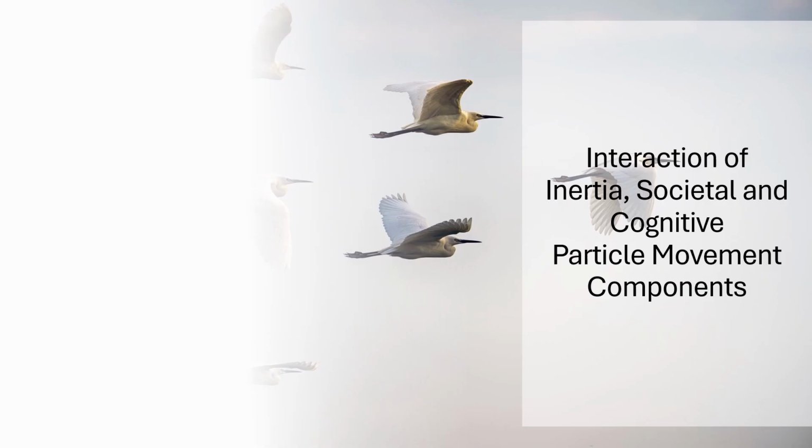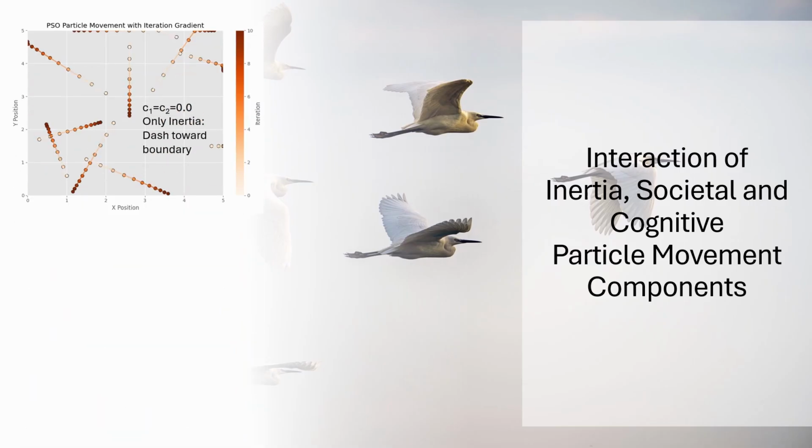Let's explore the interaction of inertia, societal, and cognitive components on particle movement. If we were only inertia dependent, so C1 and C2 are equal to 0, we're going to dash towards the boundary. What's interesting here is because the weighting factor for inertia was set to 0.9, this movement decays over time. If it was 1, we would keep moving with the same distance, and eventually we'd wind up towards a boundary. But in this case, because it's less, we decay and will eventually stop.